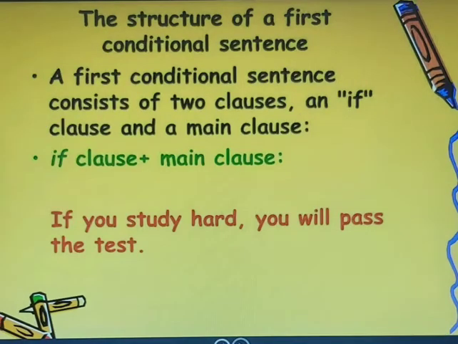A first conditional sentence consists of two clauses, an if clause and a main clause. The structure is if clause plus main clause. For example, if you study hard, you will pass the test.